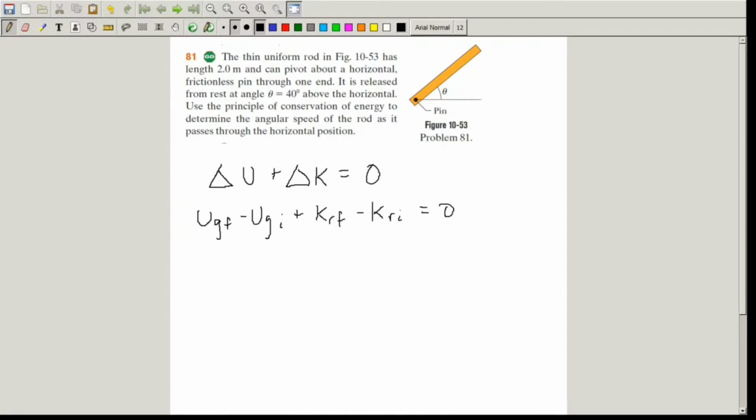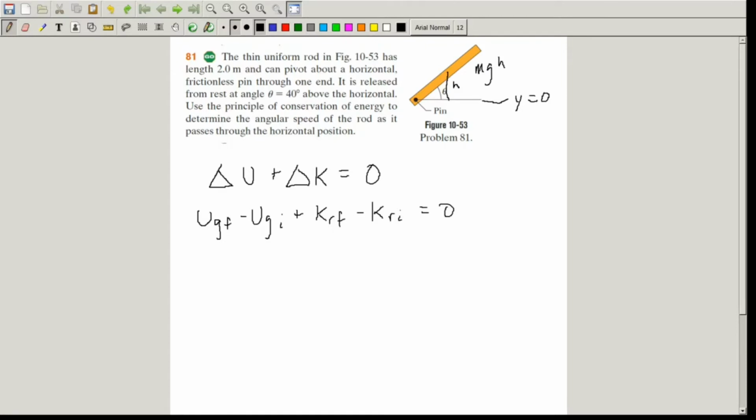If we look at the figure up here, I'm going to define this as y equals 0. So our potential energy at this horizontal position is going to be 0. And our potential energy at the initial position is going to be defined as mg times h, where h is this distance here from the center of mass of the rod to the y equals 0 position. So we can start writing out some of these values.